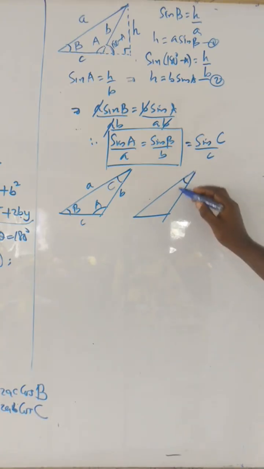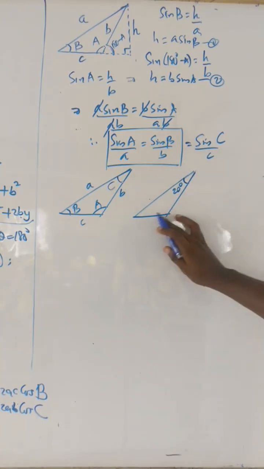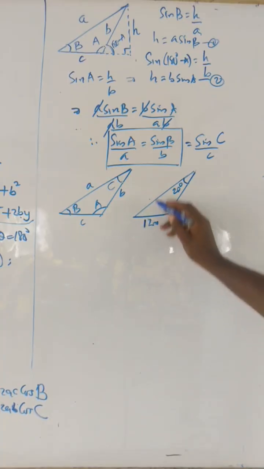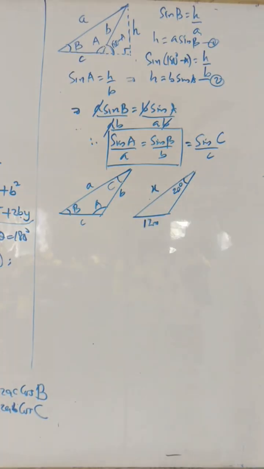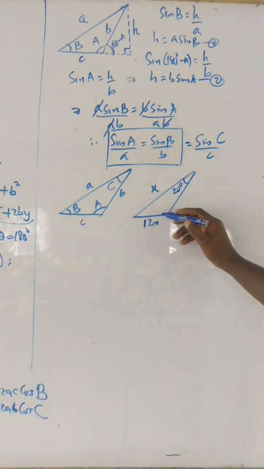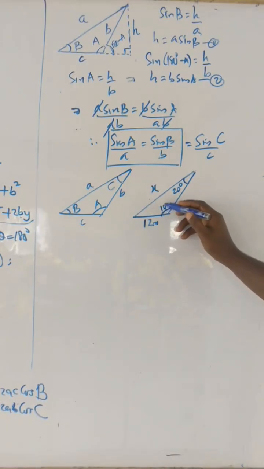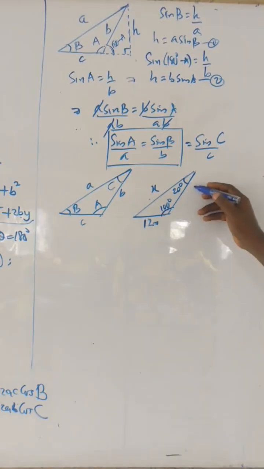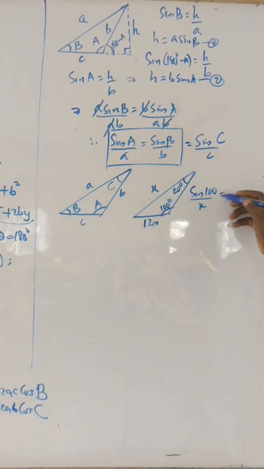This angle is given to be 20. This side is given to be 12 meters. You want to get the value of this side. To get the value of this side, you must be given this angle here. Let's say this angle here is 100. So we can apply sine rule here. So it means sine 100 over x equals sine 20 over 12. From here we can get x.